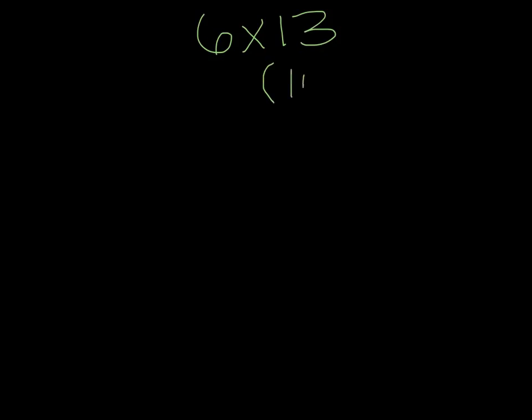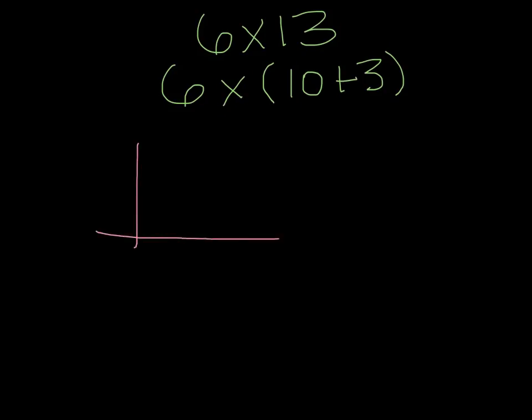So 13 is really 10 plus 3. And we're going to multiply 6 by 10 plus 3. Now let's use some place value blocks. So I'm going to just set up a grid, and over here I'm going to make my 6 groups. Here's my groups of symbol, and then on the bottom I'm going to have 10 plus 3.